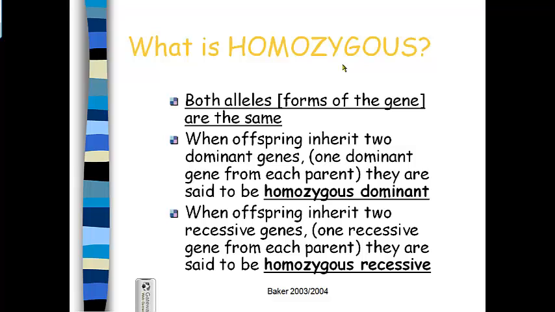Now, if your mother and father both pass down a dominant allele, for instance, hair color, brown is dominant, blonde is recessive. So if both of your parents pass you a brown-haired allele, a dominant allele, then we would say that you are homozygous dominant for brown hair. If both of your parents pass you down the recessive allele, the blonde-haired allele, and you have two of them, then we would say you're homozygous recessive for blonde hair.